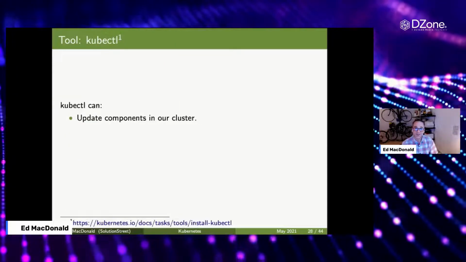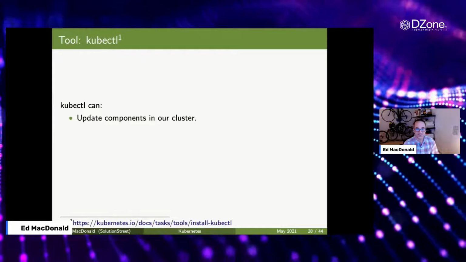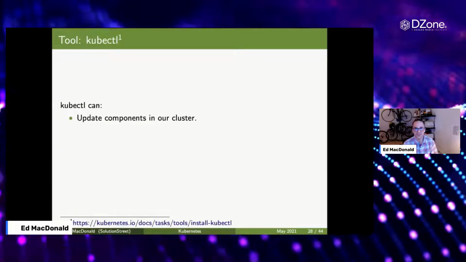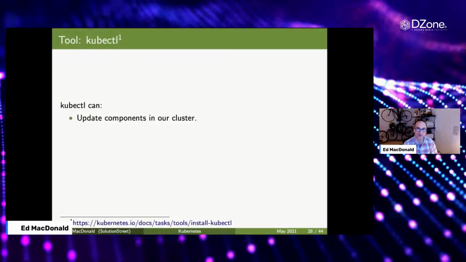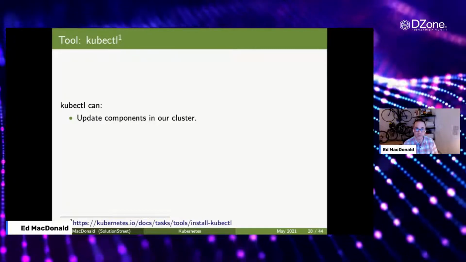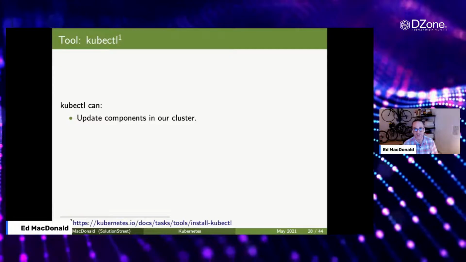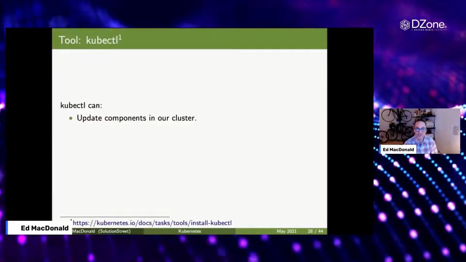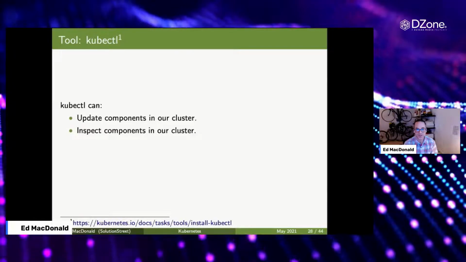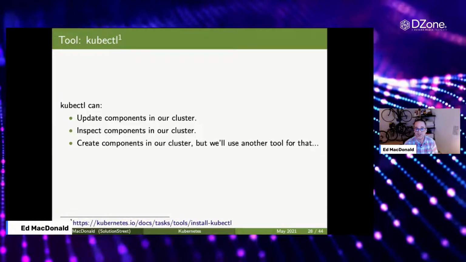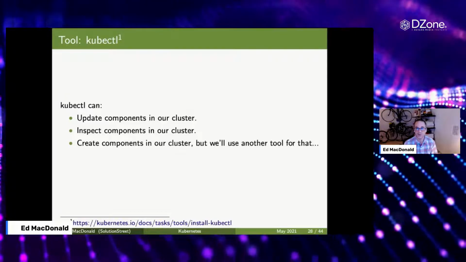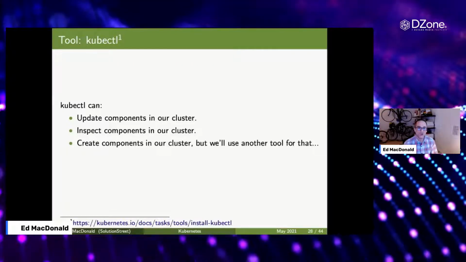Now, another tool I've been talking about periodically is kubectl. So kubectl is a command line utility that, like I mentioned, is a very thin wrapper around the Kubernetes RESTful API. So it allows you to manage your cluster. You can use it to update components in your cluster. You can use it to inspect components in your cluster. And you can even use it to create components in your cluster. But we're going to use another tool for that.